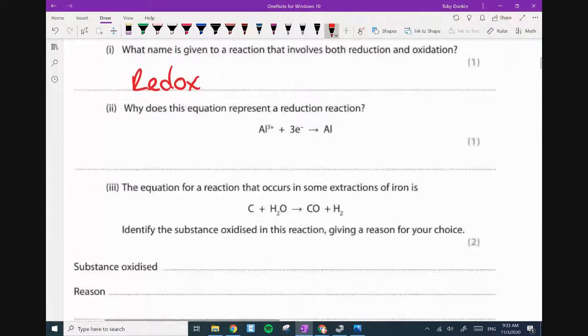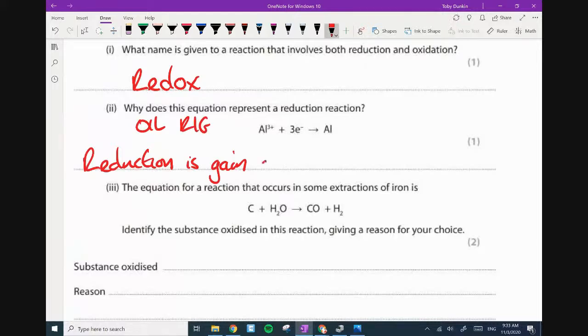Why does this equation represent a reduction reaction? Because reduction is gain of electrons. We get that from OIL RIG. Oxidation is loss of electrons. Reduction is the gain of electrons. And aluminium, Al3+, gains 3 electrons. Winner.